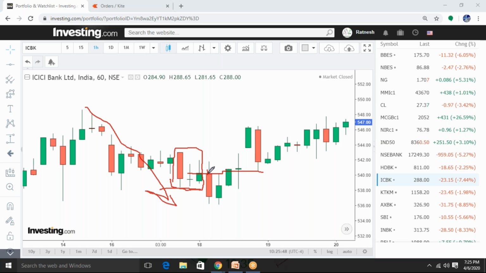Why do we not take our buy position at this level? This candle did not close above this candle. Is it clear, sir? This is a morning star.